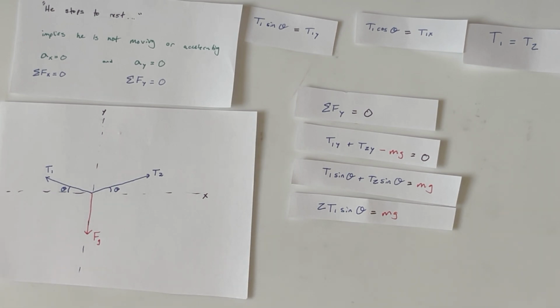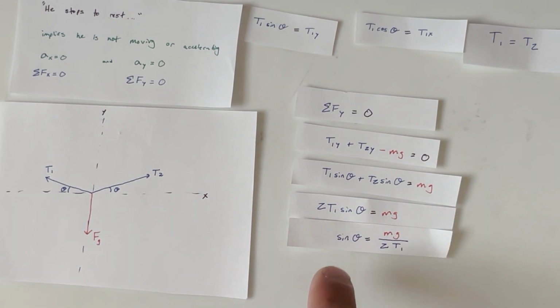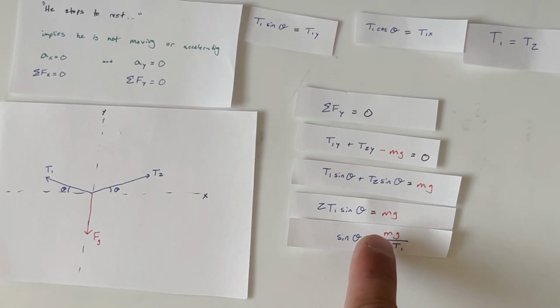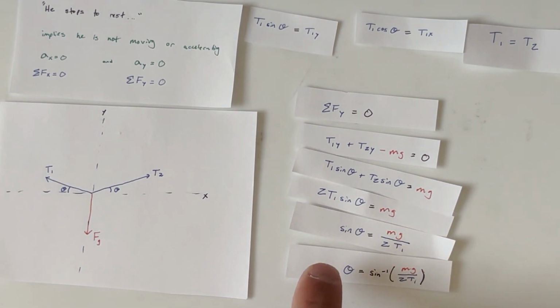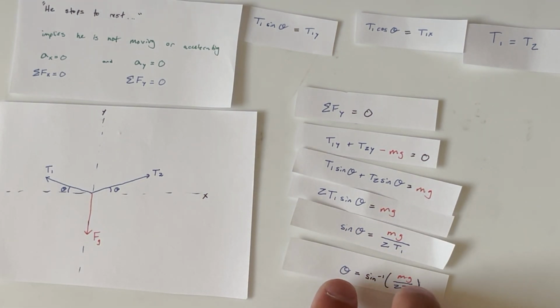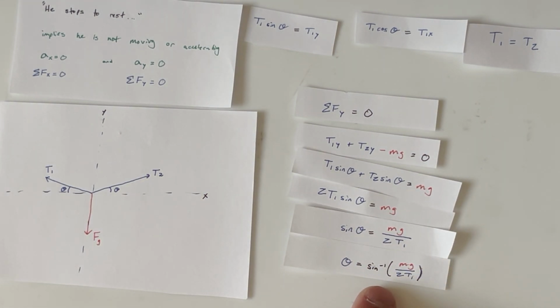Then now, instead of solving for tension, we know what tension is. We're solving for theta. So what I did is I divided by that 2 tension to leave the sine of theta by itself on the left side of the equation. Then, to isolate theta, I took the inverse sine of both sides. That inverse sine is going to cancel out that sine, and we're left with theta is equal to inverse sine of mass gravity over 2 tension 1.